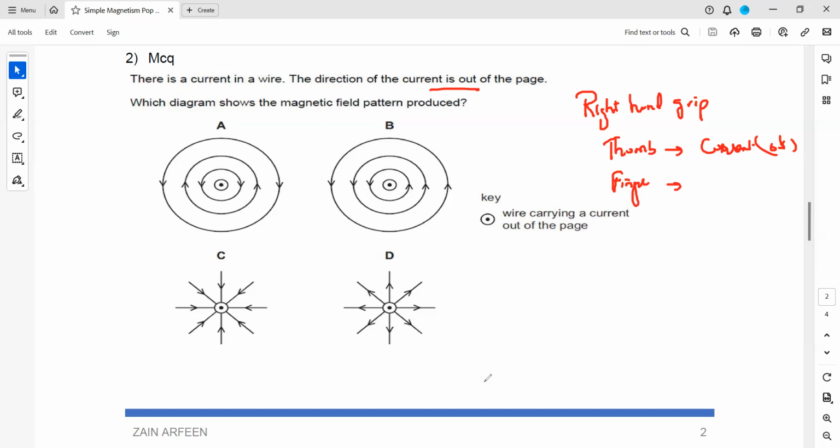So when your thumb is pointing out of the screen, towards you, your fingers will turn around in the anti-clockwise direction. And the spacing between the lines, the first two field lines should be closer. The second and third should have a larger spacing, which shows that the strength of the magnetic field is decreasing. So B will be the right answer.